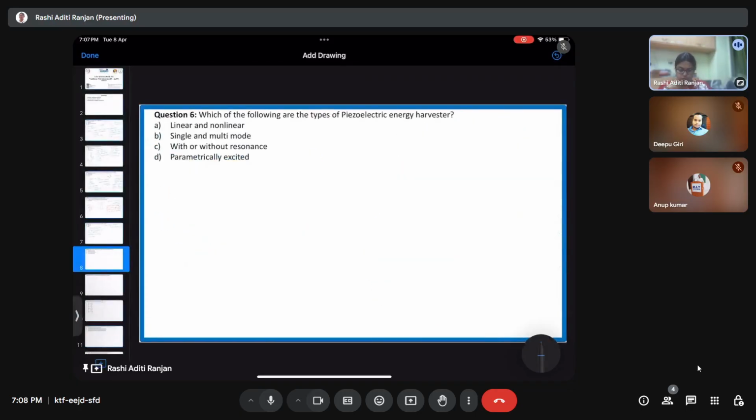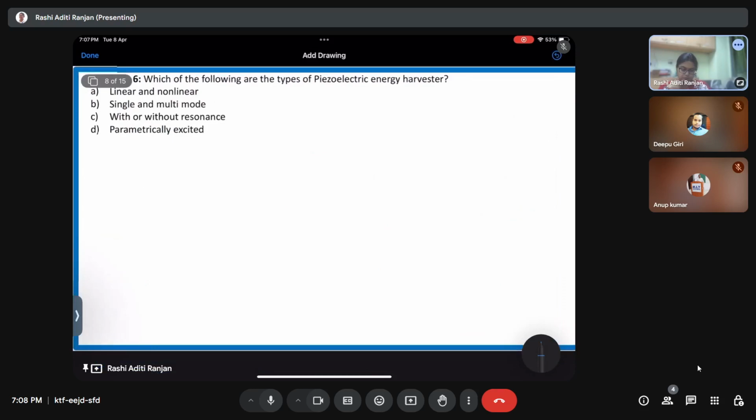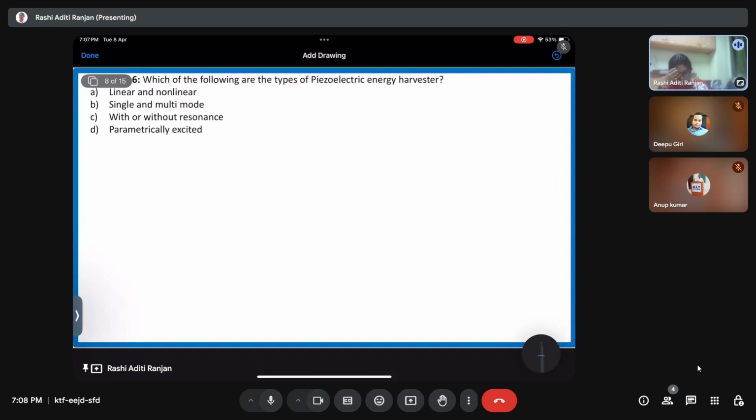So coming on to question number 6. Which of the following is the type of piezoelectric energy harvester? Piezoelectric energy harvester, we have already discussed. We have already discussed piezoelectric energy patches and how they could be used for extracting the energy. Now, the piezoelectric energy harvesters are further divided. Now, we'll briefly discuss this. So, this is further divided into 4 categories.